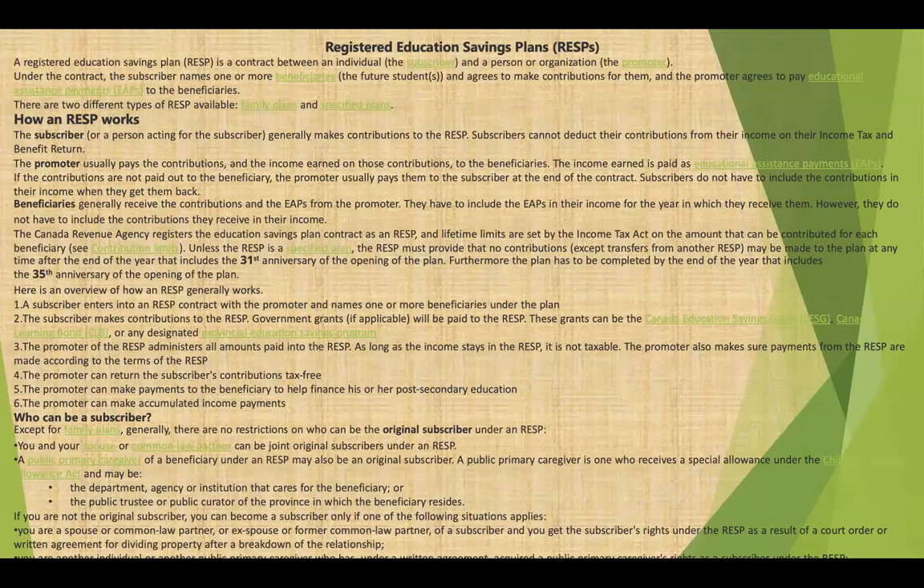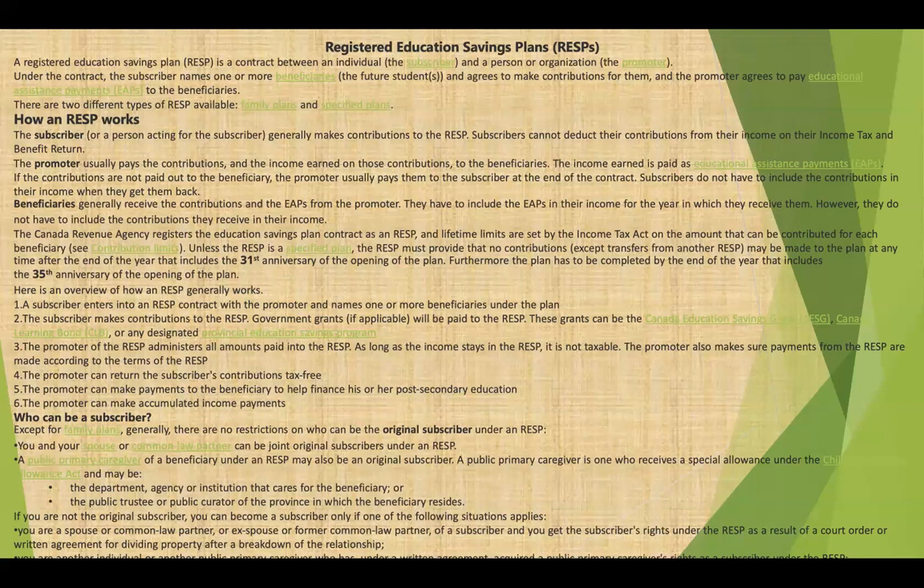If the contributions are not paid out to the beneficiary, the promoter usually pays them to the subscribers at the end of the contract. Subscribers do not have to include the contribution in their income when they get them back. Beneficiaries generally receive the contribution and the EAP from the promoter. They have to include the EAP in their income for the year in which they receive it. However, they do not have to include the contribution they receive in their income.